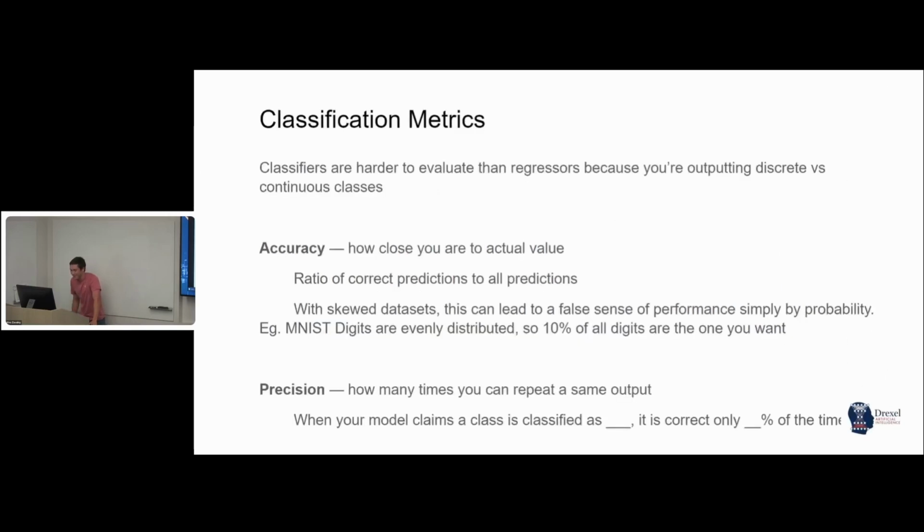Okay, classification metrics. This is the whole thing. I'll ask the room in the chat: what do you think is the difference between accuracy and precision?